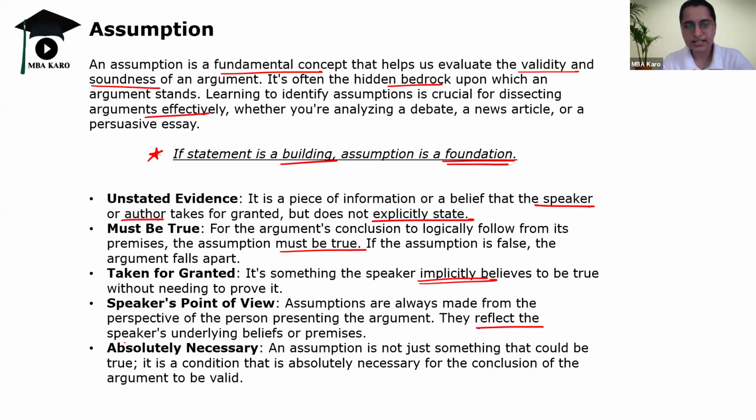So what do assumptions do? They reflect the speaker's underlying beliefs or premises. Okay. Absolutely necessary. Assumption is not just something that could be true. It is the condition that is absolutely necessary for the conclusion of the argument to be valid. If the assumption is not true, if the assumption is just vague, then the argument will fall apart. So you understand why assumption is necessary for an argument to hold validity. Okay.